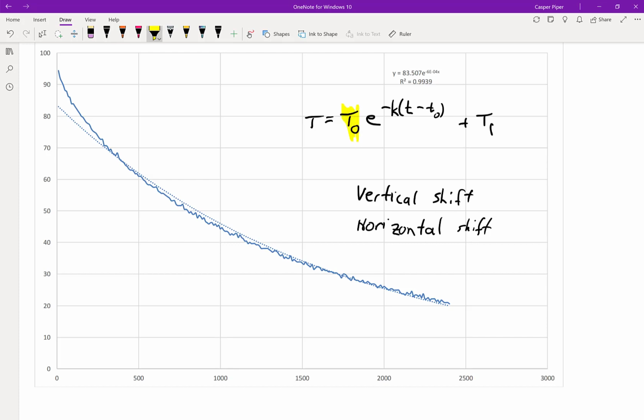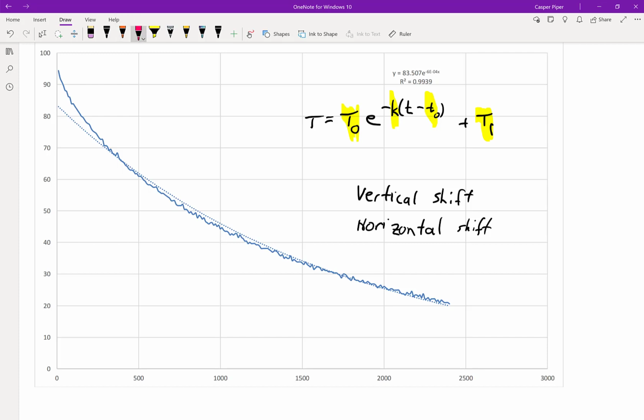T naught, that's not really the initial temperature. It's the initial temperature value above the room temperature. So the room temperature is also a constant. K is going to tell me how quickly it decays down. And t0 is going to be any kind of a horizontal shift from the 0 point. All right, so what I want to do now is fit all of this into Excel and make it happen.